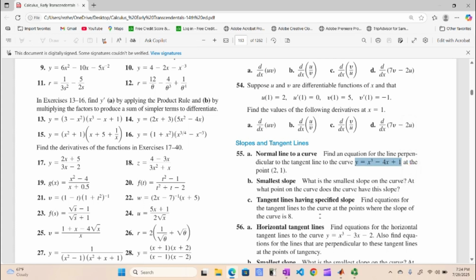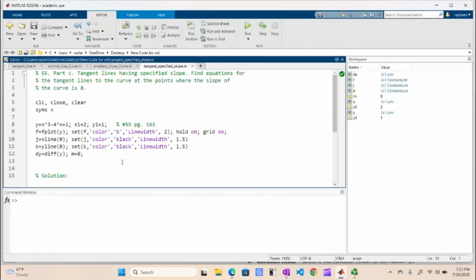This was our curve, and in this problem we're looking at this curve such that the slope of any tangent lines to it is 8. It says find equations for the tangent lines to the curve at the points where the slope of the curve is 8. So we're going to find all the tangent lines that have slope of 8 of this curve. So let's go ahead and go into MATLAB.